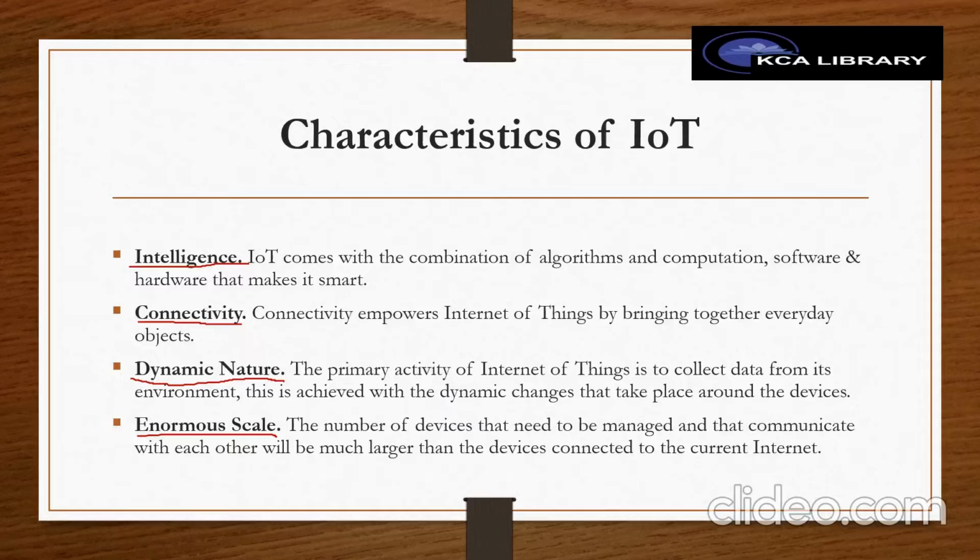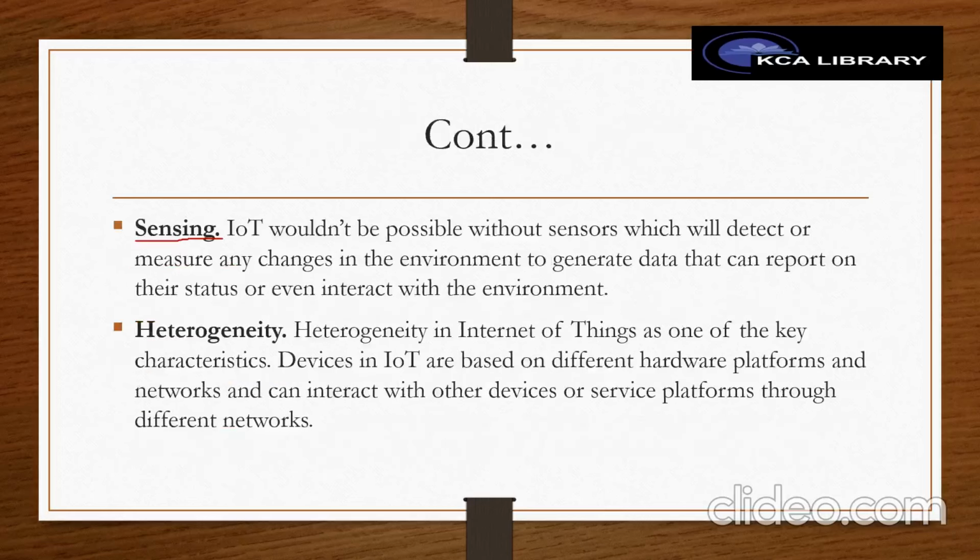So the number of devices that need to be managed and communicate with each other will be much larger than the devices connected on internet currently. So these devices also have the characteristic of sensing. So it is the sensing technologies within them that provide the means to create capabilities that reflect a true awareness of the physical world and the people within it.